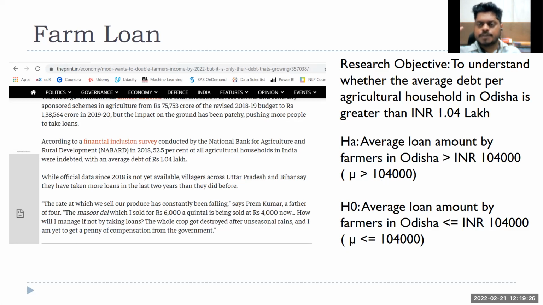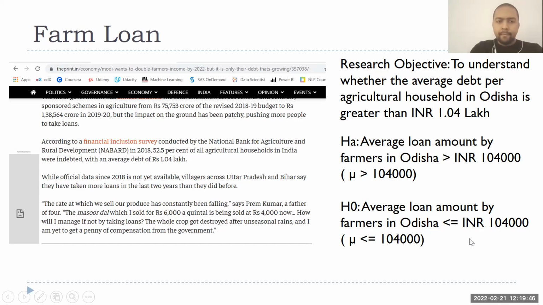And the opposite of that will become the status quo. If my alternative story is not true, the opposite is the status quo. Null means no change. That is my null hypothesis. So what will be the opposite statement of that? Average loan amount is less than or equal to 1.04 lakh.